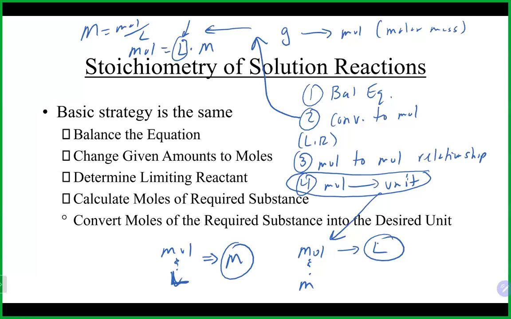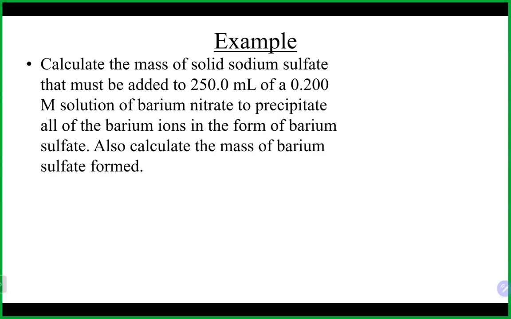You still know that you have a limiting reagent problem if you have enough information to get to moles of each reactant. If you do not have enough information to get to the moles of each reactant, then it is just a basic stoichiometry problem. You don't have to worry about the limiting reagent part of it. Any questions on that? So let's take a look at one here together.